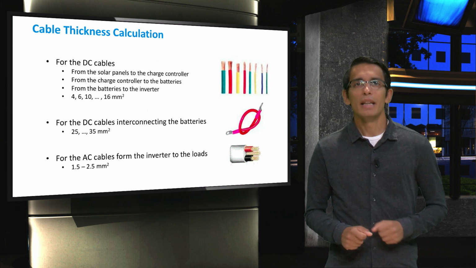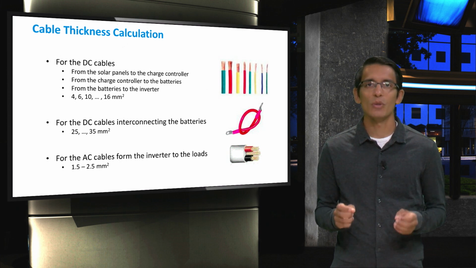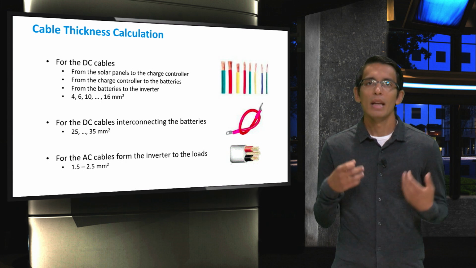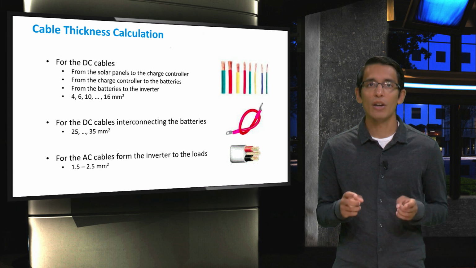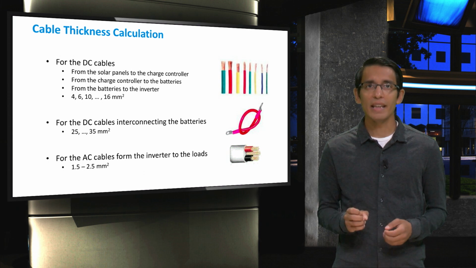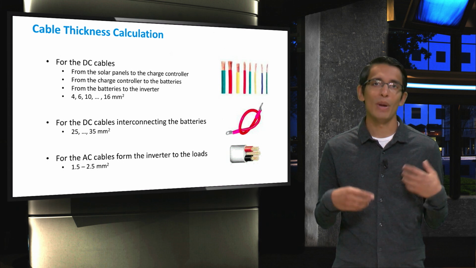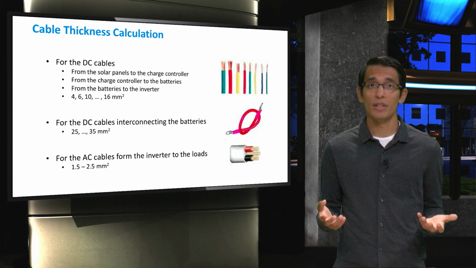So far, I alluded to the fact that DC cables are generally thicker than AC cables. But what are those thicknesses that we use? Generally, for DC cables, connecting solar batteries and power electronics, thicknesses range from 4 to 16 square millimeters in cross-section. Cables interconnecting batteries are generally thicker as they need to be able to handle very high currents. These cables can range from 25 to 35 square millimeters. Finally, AC cables from the inverter to the loads can generally be in the range of 1.5 to 2.5 square millimeters.